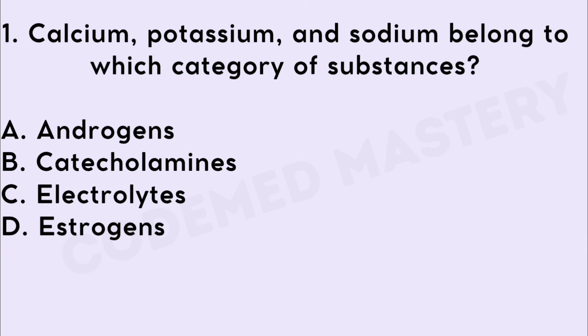Calcium, potassium, and sodium belong to which category of substances? Option A, androgens. Option B, catecholamines. Option C, electrolytes. And option D, estrogens. The correct answer is option C, electrolytes. Calcium, potassium, and sodium are essential minerals which help regulate fluid balance, nerve impulses, and muscle function. So, they are classified as electrolytes.